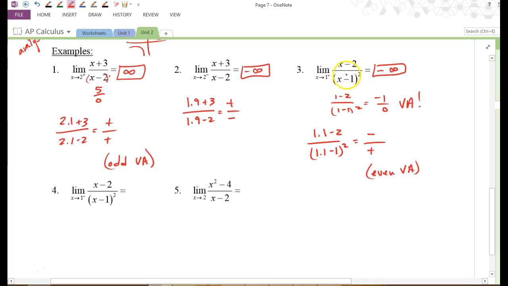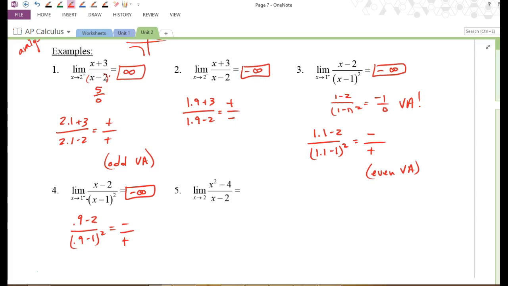Question 4 is exactly the same as question 3, but this time from the left. Okay, so I'm going to handle this the same way. I'm going to pick a value smaller than 1, so how about 0.9? If I plug 0.9 in, I would get a negative over a positive. And maybe we didn't even need to do that, because we knew this was an even vertical asymptote and that they're both going to negative infinity. We could have gone straight to that fact, just knowing that. But we just double checked it with our sign analysis scenario.